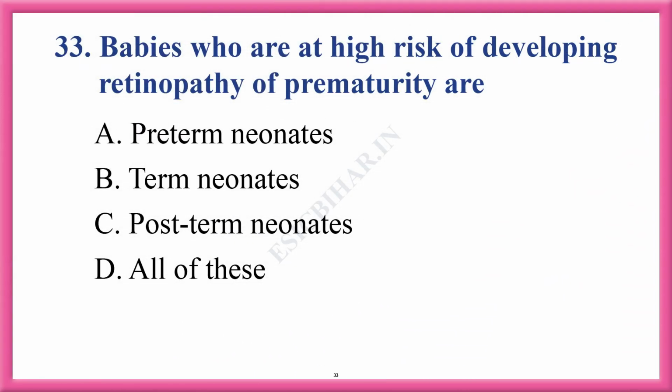Question 33. Babies who are at high risk of developing retinopathy of prematurity are A. Preterm neonates, B. Term neonates, C. Postterm neonates, D. All of these. And the answer is A. Preterm neonates.